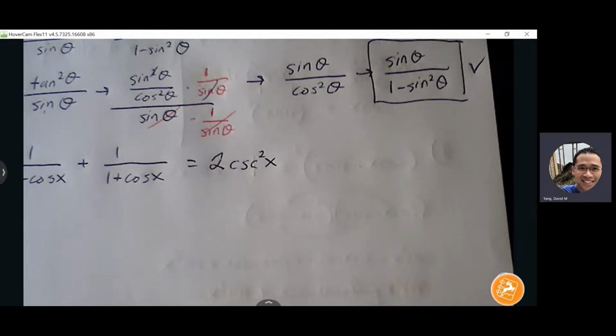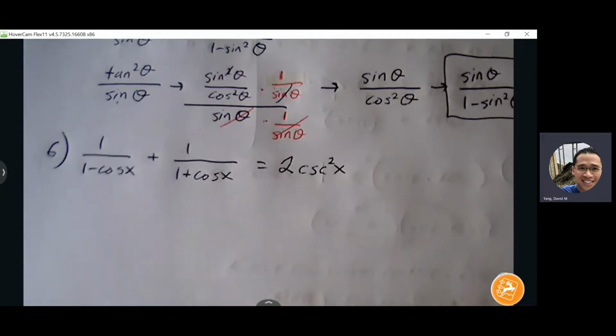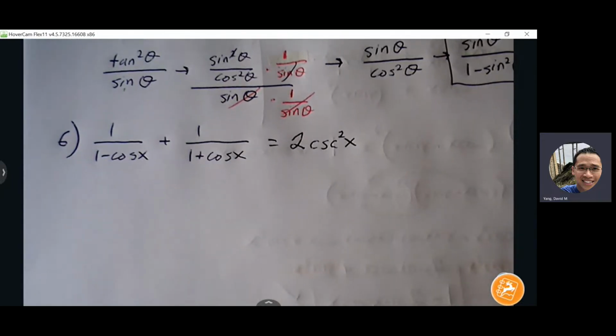Okay, so number 6, again, we're just working from the left side of the equation. We're not going to touch the right side. We're not going to add and subtract from both sides. Just the left side. Okay, so 1 over 1 minus cosine x plus 1 over 1 plus cosine x. What do you think we can do here?